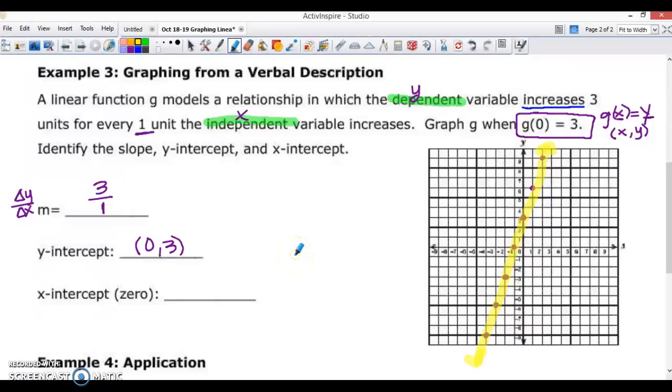Okay. Now we need to find the x-intercept. Well, the x-intercept is the place where it crosses the x-axis. Okay? So if I look here on my graph, here's my x-axis. If I look across the x-axis, I see a dot. And this dot is at -1, 0. Okay?